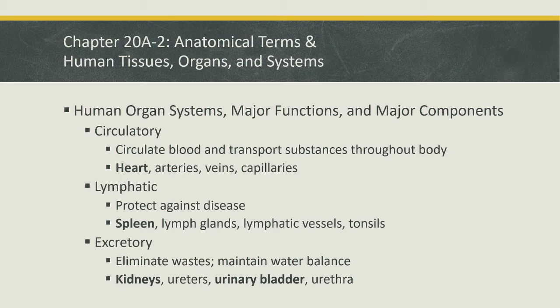Then the excretory system. It helps eliminate waste and maintain water balance. So excretory system is when you urinate. That is your excretory system. Even though solid waste can be referred to as excrement, that's not part of your excretory system. Urine is part of your excretory system. And then the key components here: your kidneys, your ureters, your urinary bladder, and your urethra.